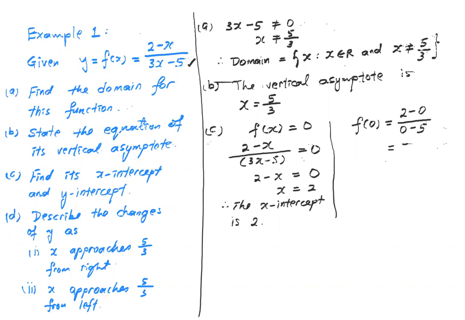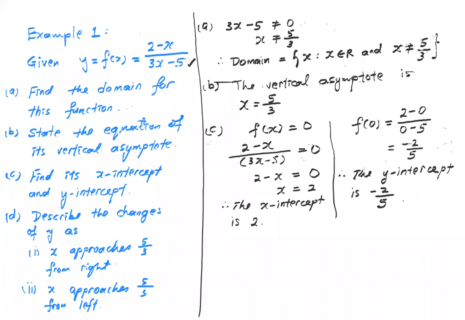Okay, sorry. So it's -2/5. So therefore, the y-intercept is -2/5. Okay. So I'm going to do part D based on my page 3.